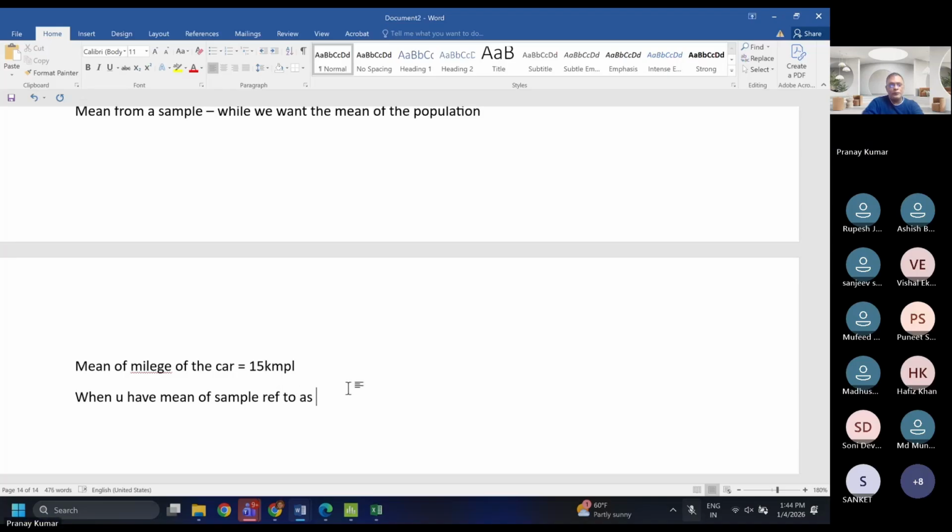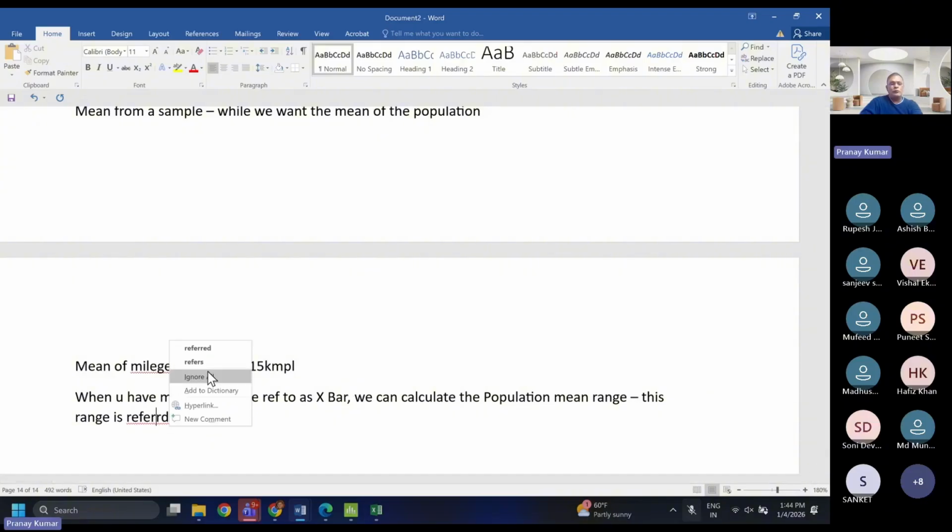x bar, we can calculate the population mean. This range is referred to as confidence interval. Thought थोड़ा clear है? Thought पूरा clear है, people?